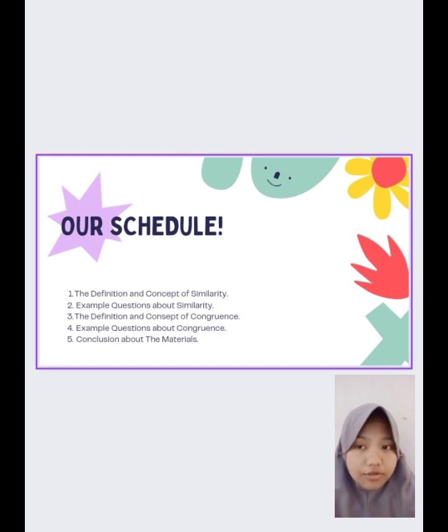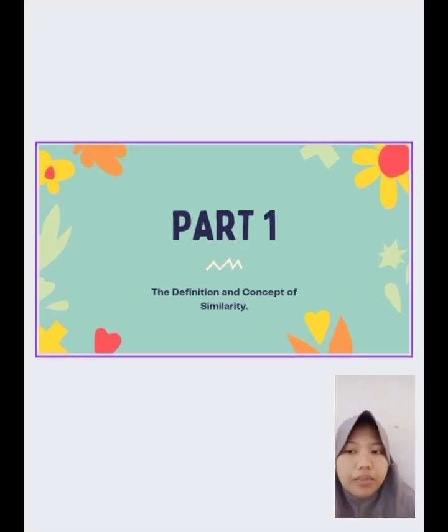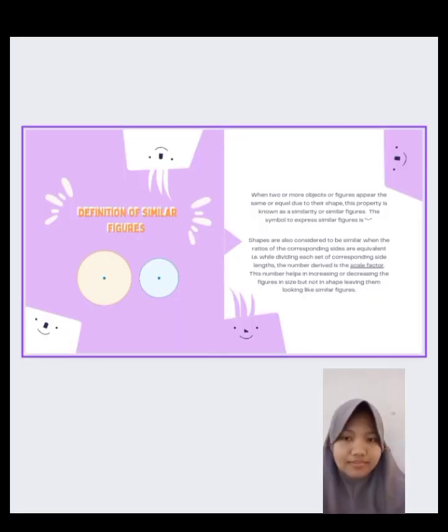Okay, the first agenda is the definition and concept of similarity. The second is example questions about similarity, and then the definition and concept of congruency, and then example questions about congruency, and the last is the conclusion about the materials. Okay, let's go to the first material: the definition and concept of similarity.